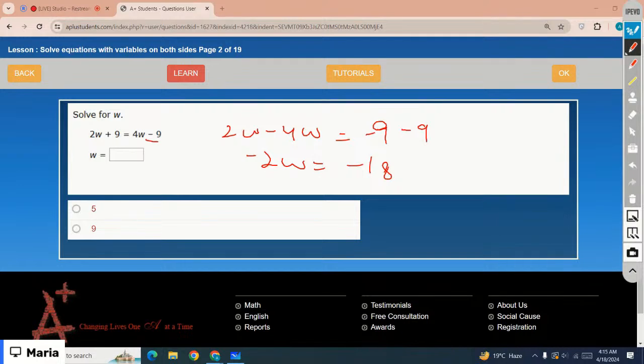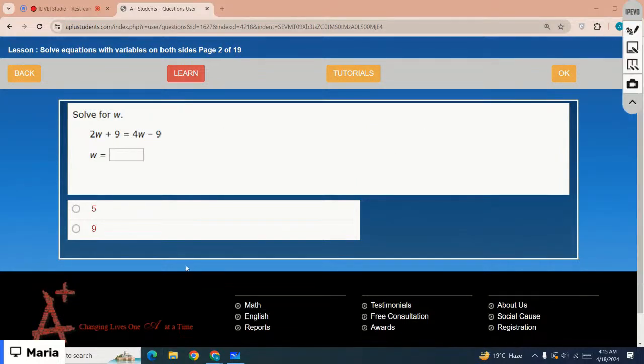The correct option is w equals 9. Option number 2 is the correct option. Got it?